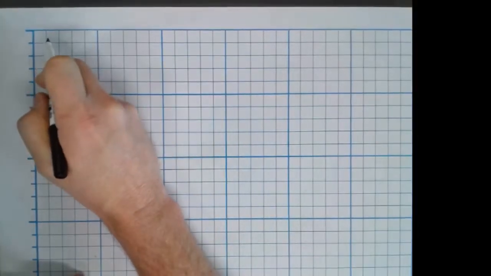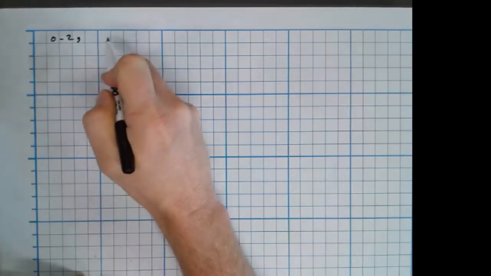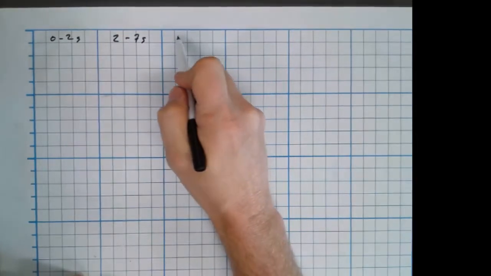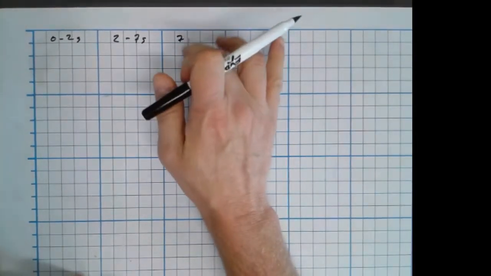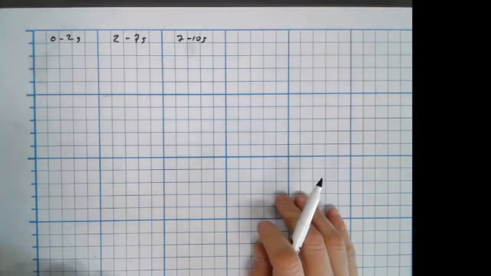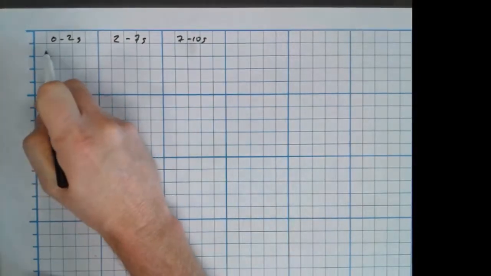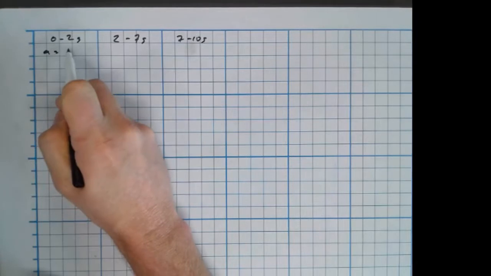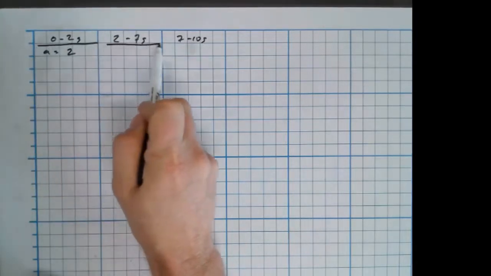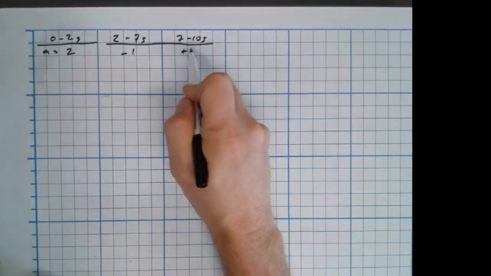And we've got a couple different time frames in here. We've got time 0 to 2 seconds. We've got time 2 to 7 seconds. And we've got time 7 to 10 seconds. Those are the time frames that we're talking about. And we've got a different constant acceleration in each one of those. The a is 2 in the first bit, it's -1 in the second part, and it's +4 in the third.